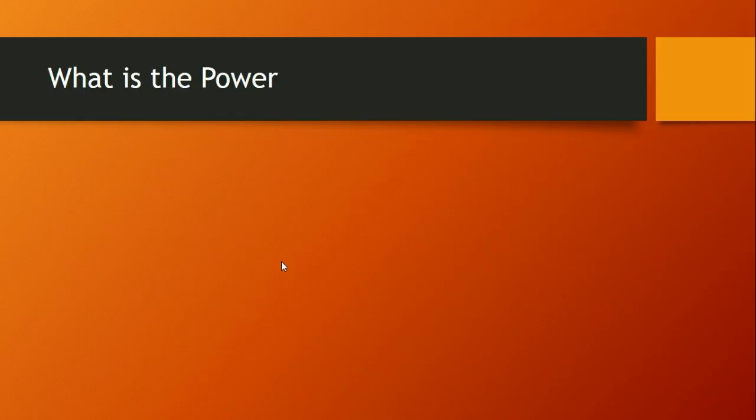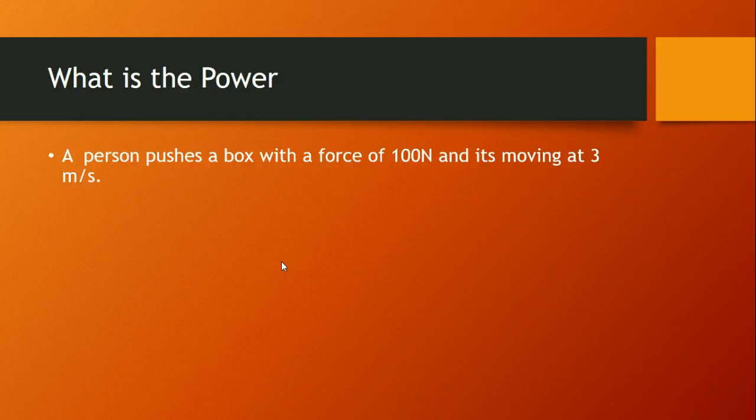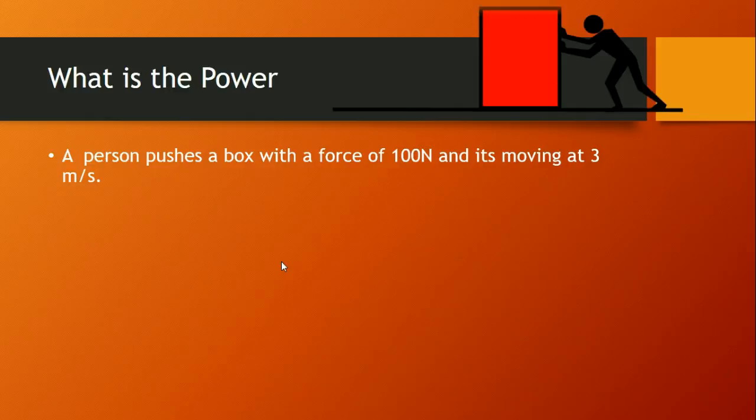So here is a simple problem. What is the power if a person pushes a box with 100 newtons moving at 3 meters per second? I basically told you power is force times velocity. In this case, 100 newtons is the force, velocity is 3 meters per second. So we just multiply that, we get 300 watts.